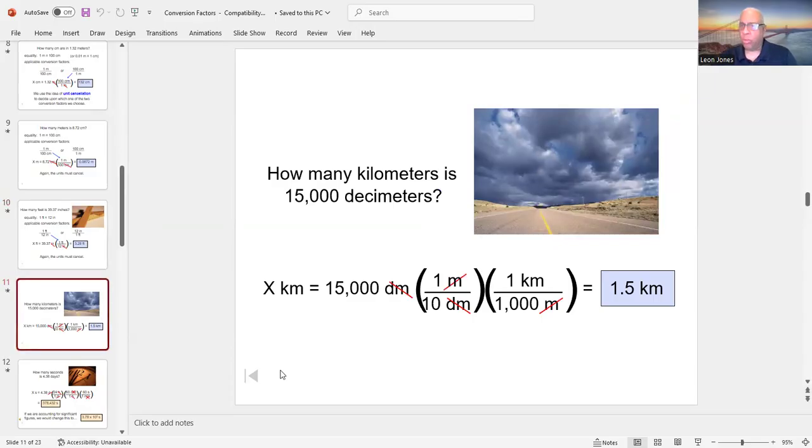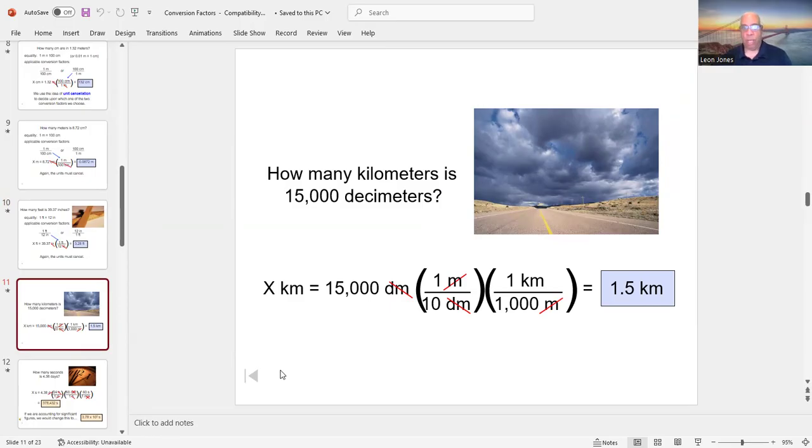Now we're getting into some lengths now, kilometers, meters, miles. So how many kilometers is 15,000 decimeters? Now we're dealing with SI units now. So you have to look at the problem very carefully. And sometimes you may have more than one conversion factor. So you're going to have to cancel twice.